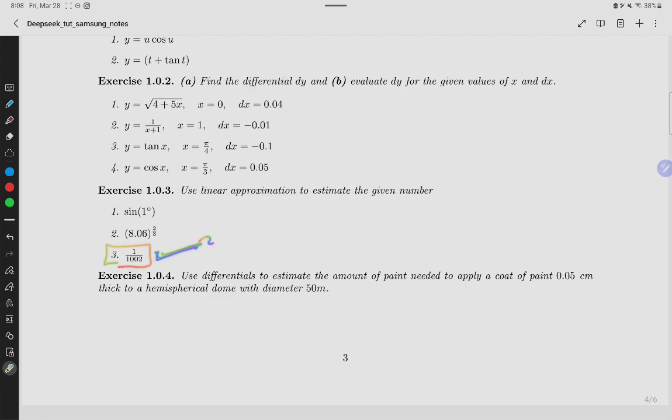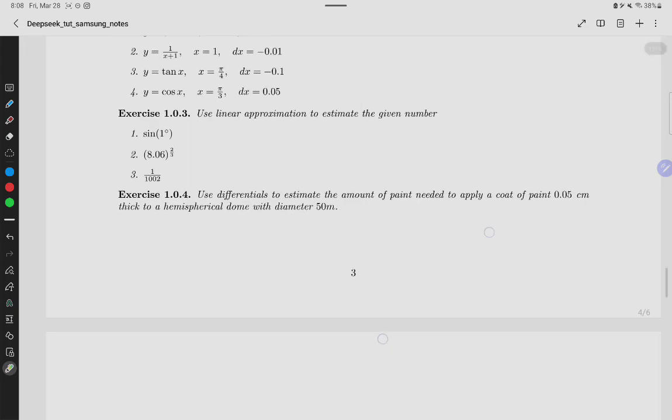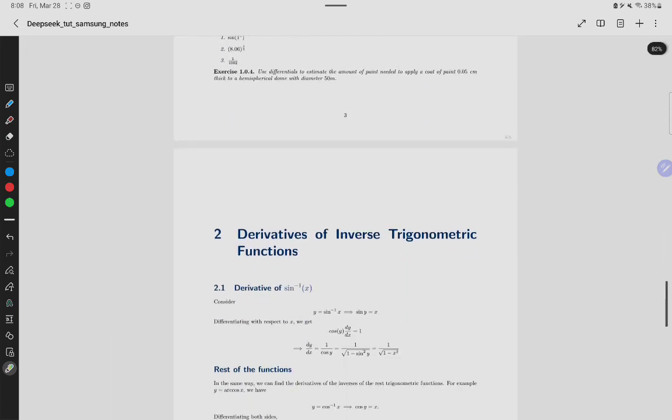Okay, for this you guess on your own, I'm not gonna tell. Okay, and this one is also the same, use differentials to estimate the amount. This is just a practice question, you can do it on your own.